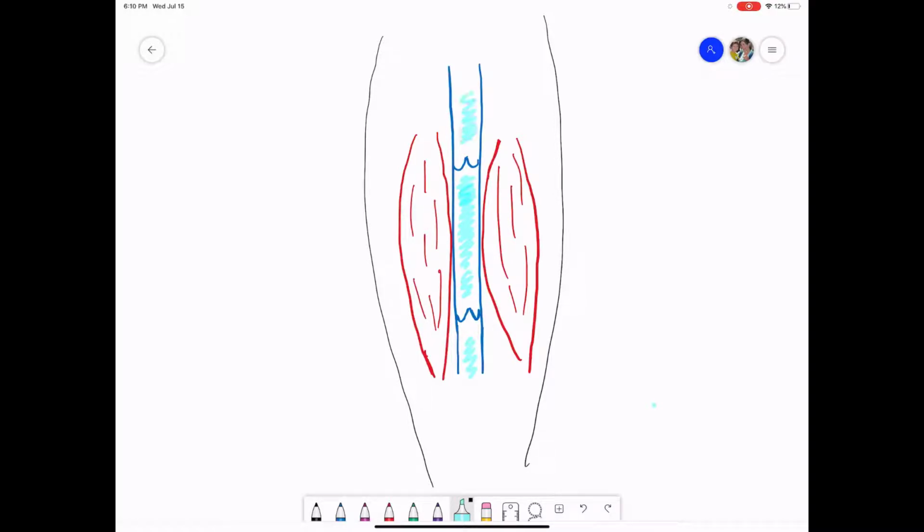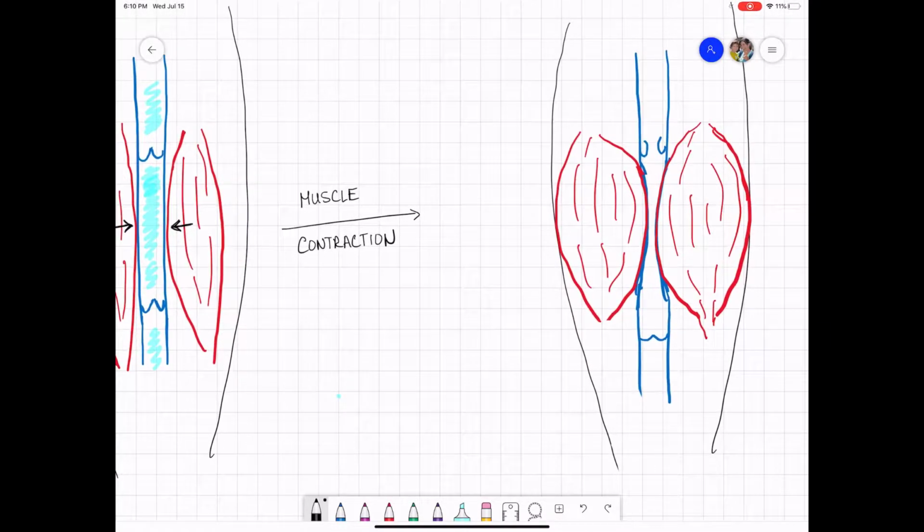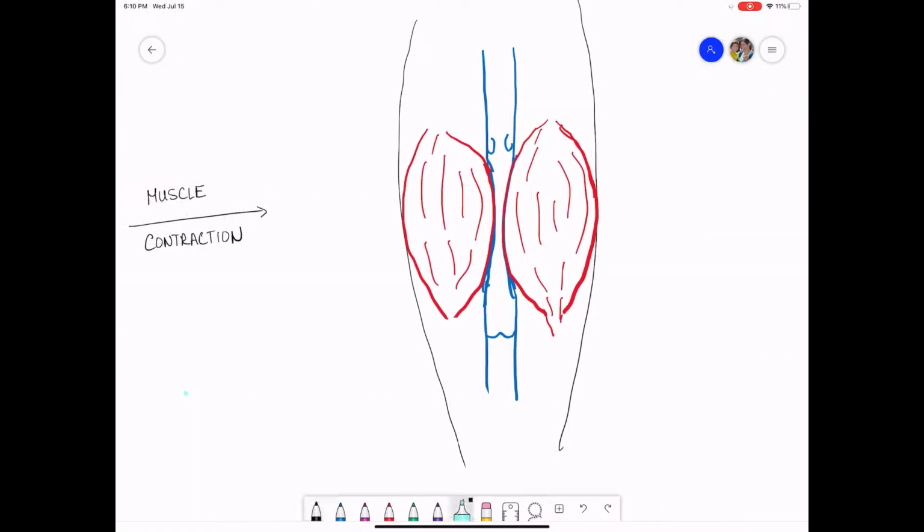Now here I have a vein with two valves and some blood that I've highlighted in blue. Now the muscles that are surrounding the vein are going to contract, and when they contract, they're going to bulge outwards. And when they bulge outwards, that's going to put pressure on the veins. So that's actually going to squeeze the veins, much like taking a tube of toothpaste and squeezing that. So once we squeeze the veins, that's going to push fluid up and push fluid down.